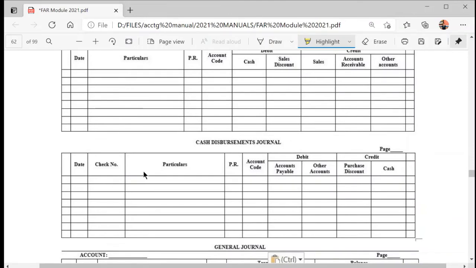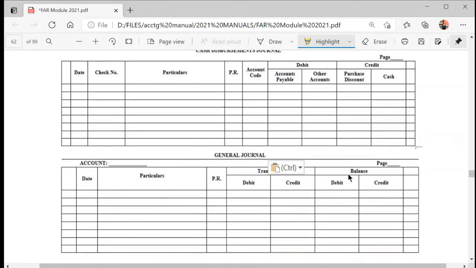Then particulars, okay, you put the description, posting reference, account code, and then these are examples of transactions related to cash disbursements. So pwedeng we pay accounts payable. Pwede put other accounts like we purchase land, okay, land for cash. So ibutang nimo diri debit land, okay, diri ang amount. So you write there land and then you credit cash. Then, you have purchase discount if there is discounts on the payment of accounts payable.